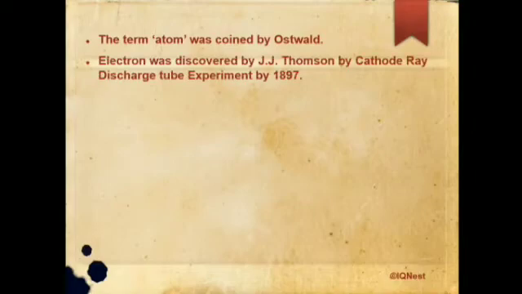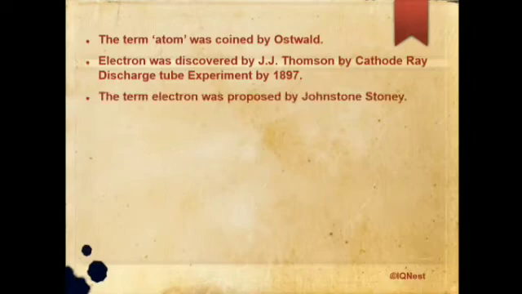The next point is about electron. So electron was discovered by J.J. Thomson by cathode ray discharge tube experiment in 1897. So the electron was discovered in 1897 by the scientist called J.J. Thomson through cathode ray discharge tube experiment. The term electron was proposed by Johnston Stoney.